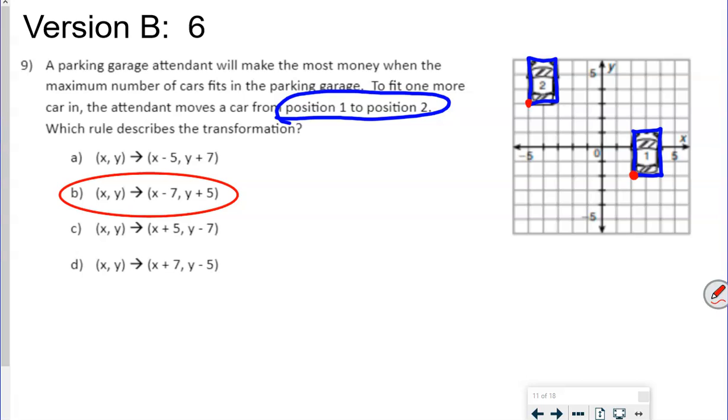Now remember, this is our prime, right? Because it says we're going from position 1 to position 2. So 1, 2, 3, 4, 5, 6, 7 left. And 1, 2, 3, 4, 5 up. So 7 left is what? x minus 7 and y plus 5, right? That's our rule. If we had to write it as a vector, it would be <-7, 5>.